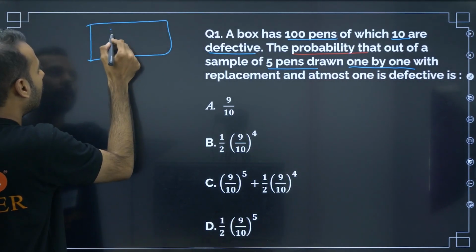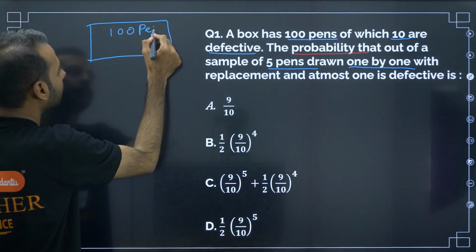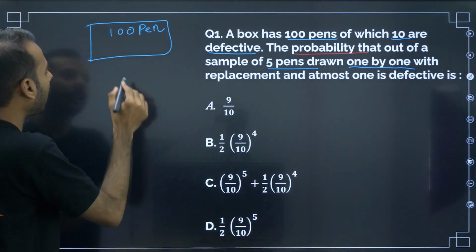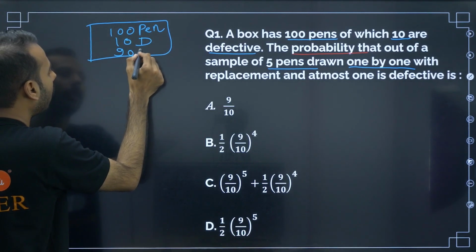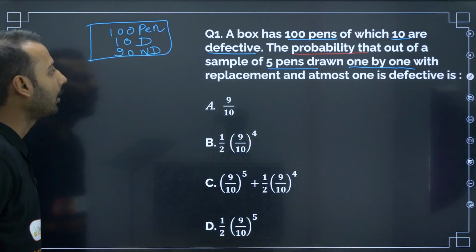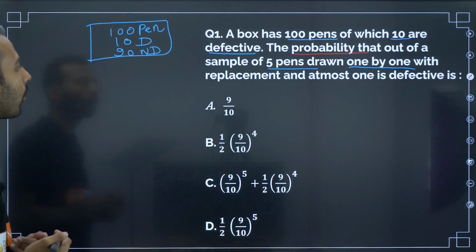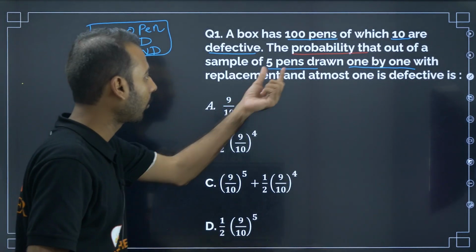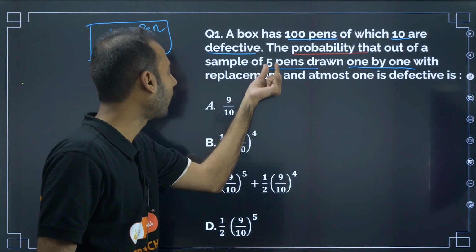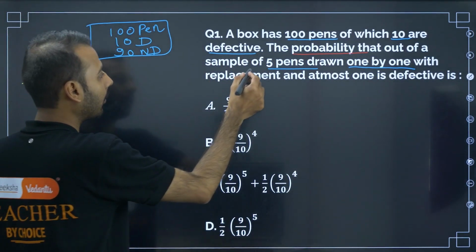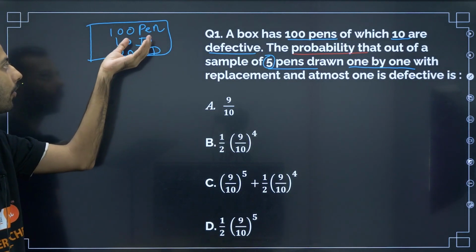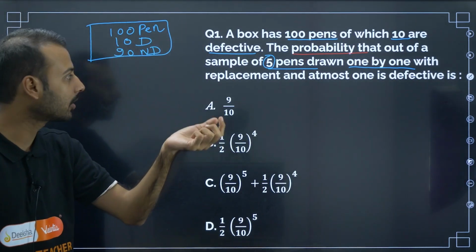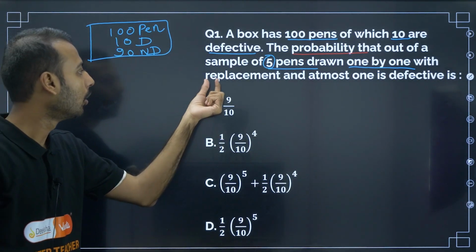A box has 100 pens, out of which 10 are defective. 10 are defective means 90 are non-defective. It is very obvious that 90 are non-defective. The probability that, out of a sample of 5 pens, suppose I am considering 5 pens drawn one by one, sample of 5 pens means we are drawing 5 pens one by one, we are drawing with replacement.